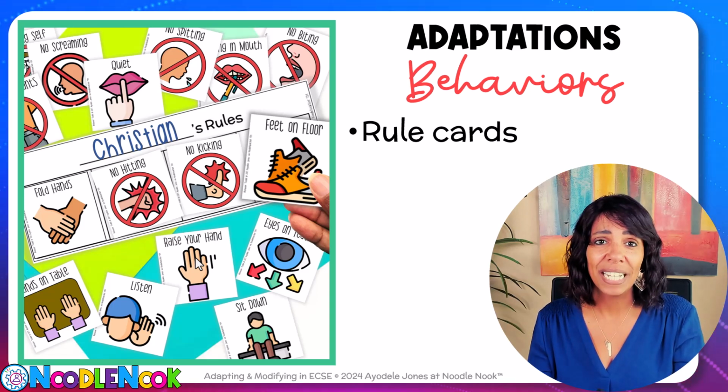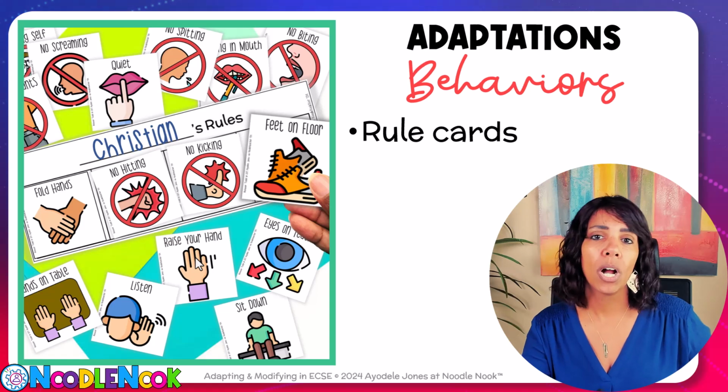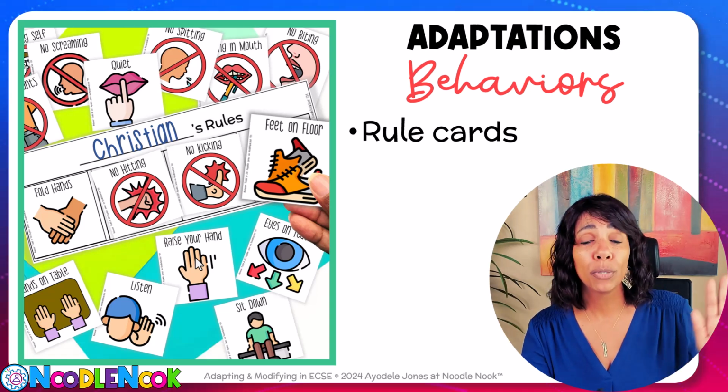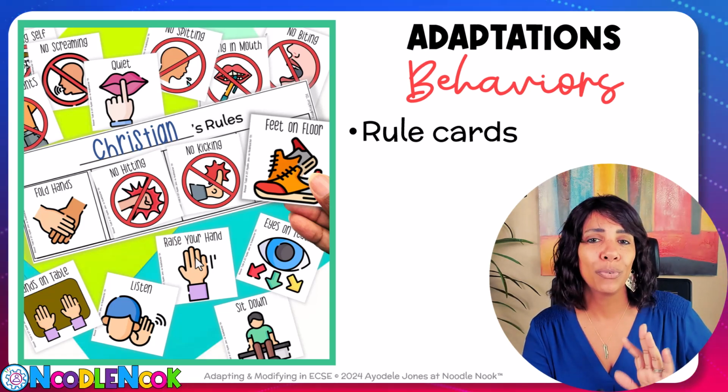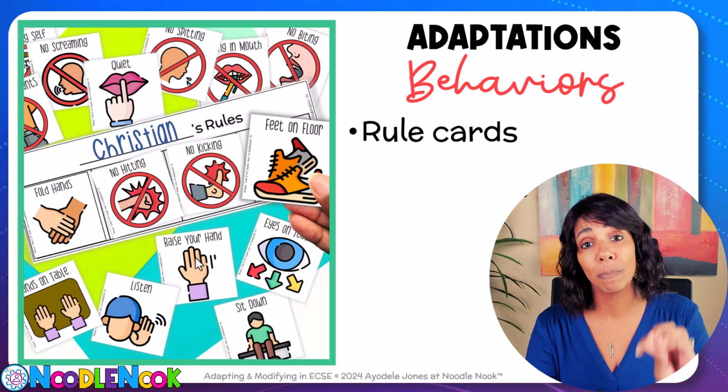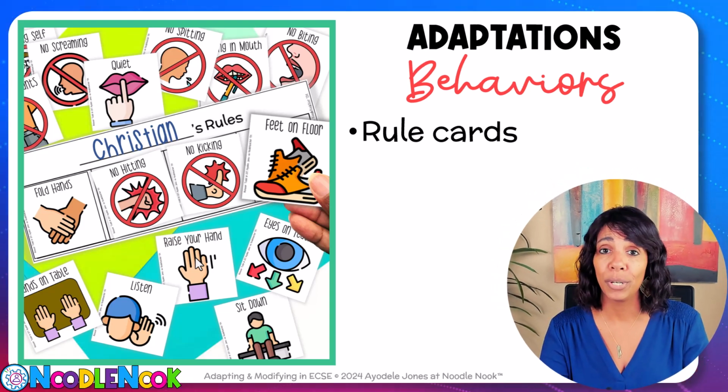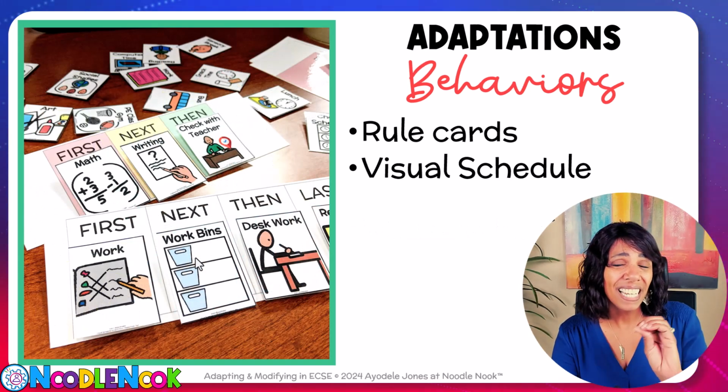A lot, right? So we want to make sure that we have a rule card in the classroom. We might have posted rules for all students, but we might also need individual rule cards for specific students and specific student behaviors. The next thing is a visual schedule.